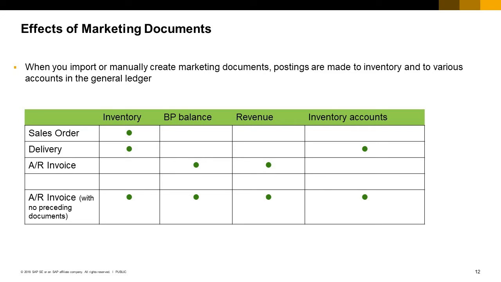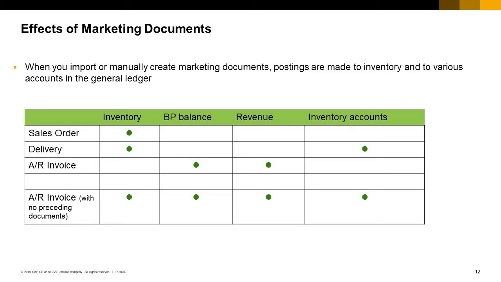When you import or create marketing documents such as sales and purchase orders, and AR and AP invoices, be aware of the impact on inventory and general ledger accounts. As an example, an imported sales order will commit stock from inventory. An imported delivery for the sales order will affect the in-stock quantity and will make postings to inventory-related accounts in the general ledger, including the valuation of inventory if continuous stock is in use.